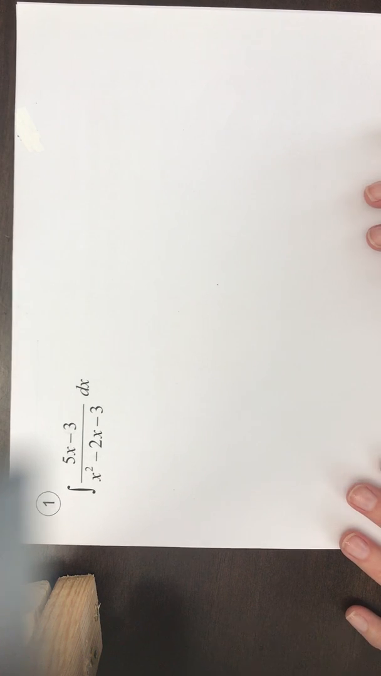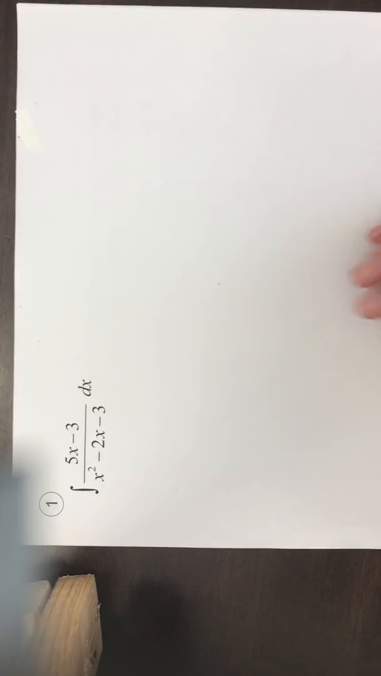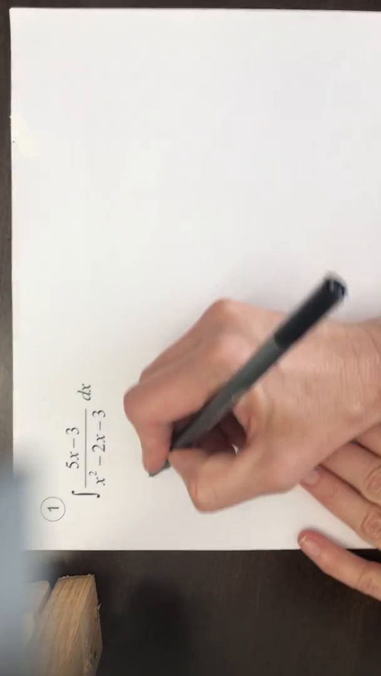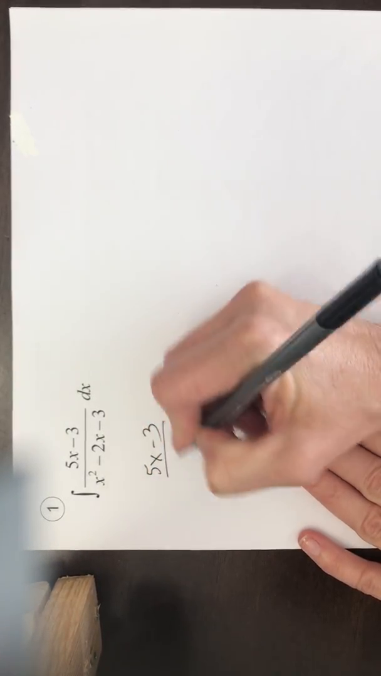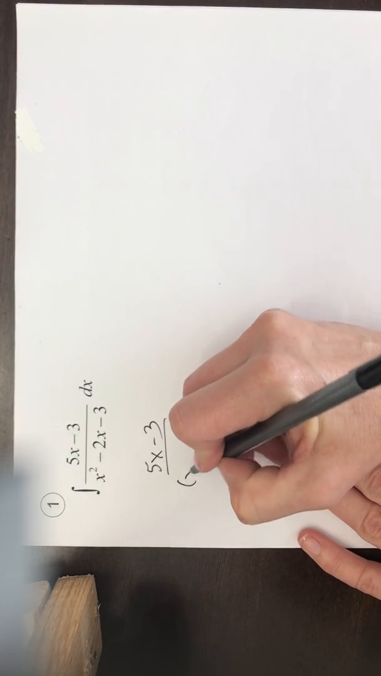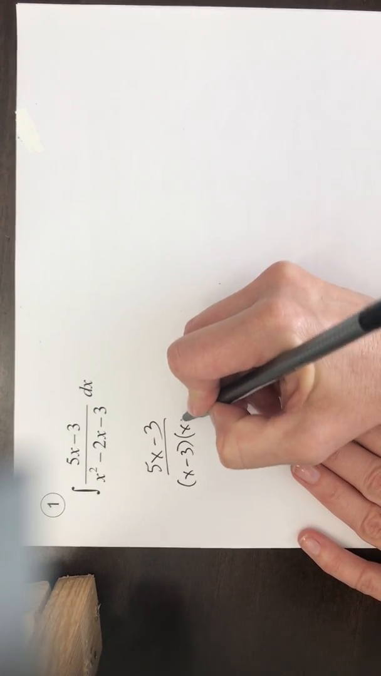Okay, notice that this question is exactly the same as the last answer. Our goal is to integrate this. So first, kind of ignore the integral. We're going to break it up using partial fractions. Factor the denominator, x minus 3, x plus 1.